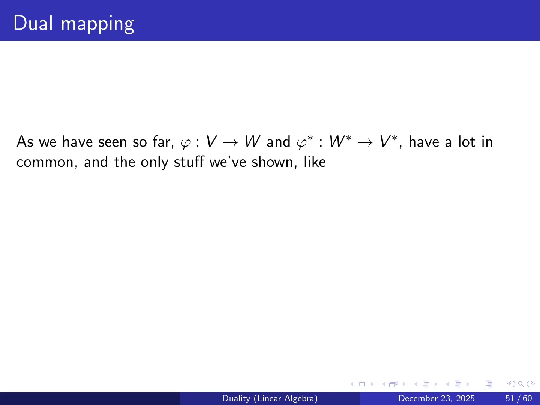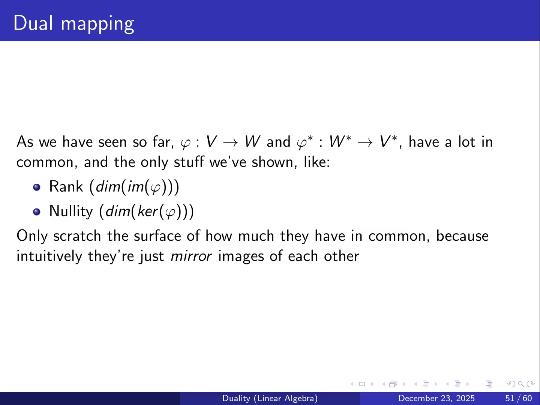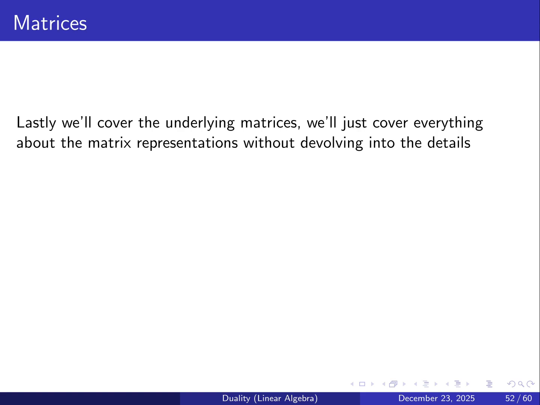As we have seen so far, phi and phi star have a lot in common, and the stuff we have shown, like the rank and the nullity, only scratches the surface of how much they have in common, because intuitively they are just mirror images of each other. Lastly, we'll cover the underlying matrices. We'll just cover everything about the matrix representations without dwelling into the details.